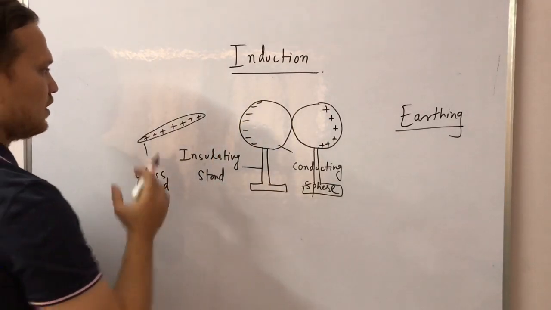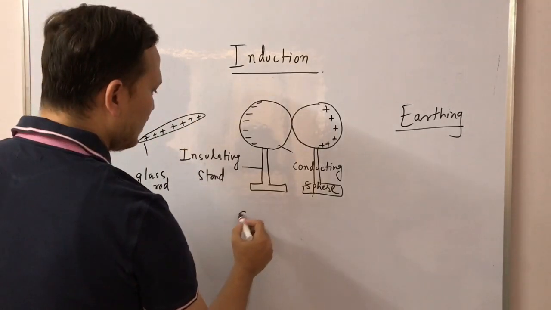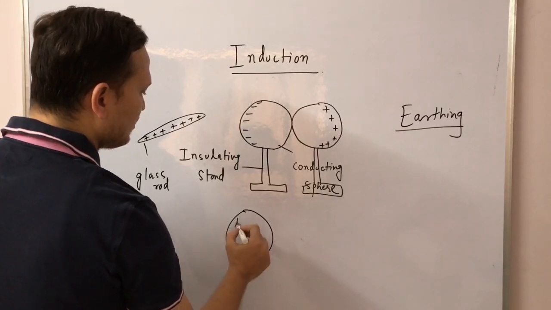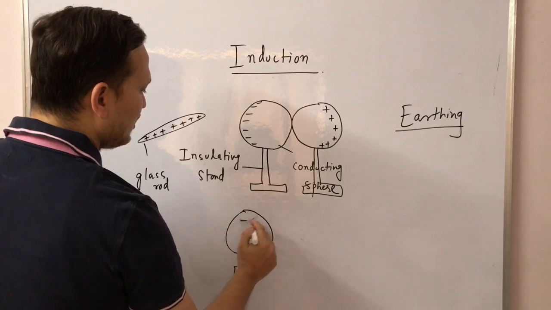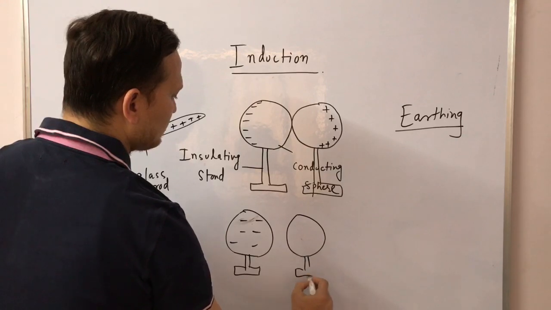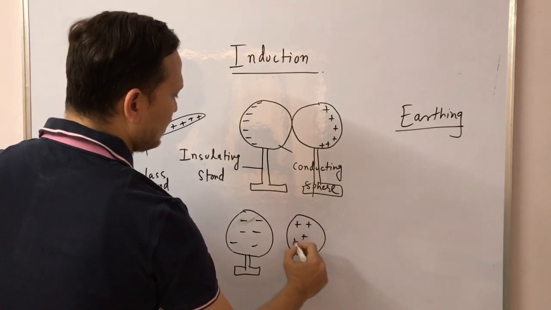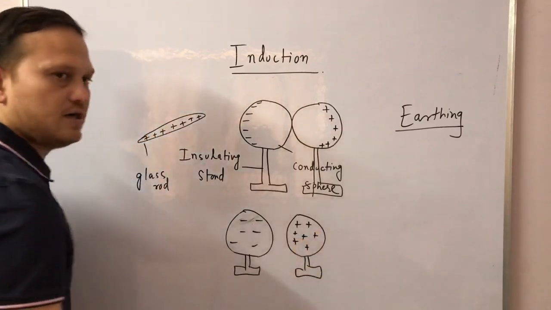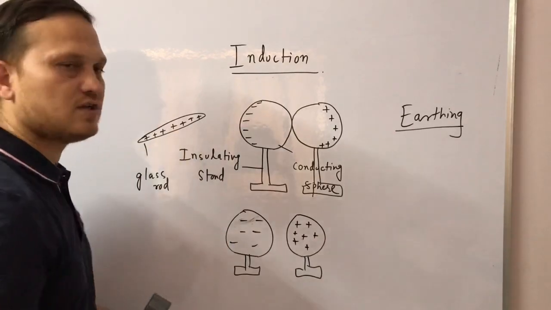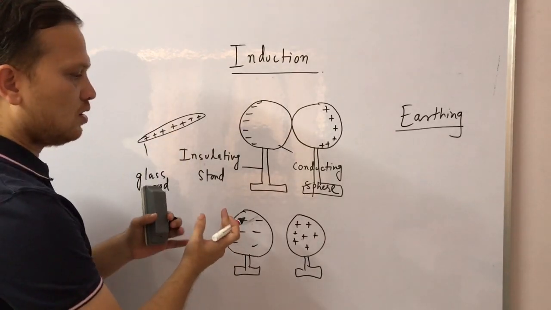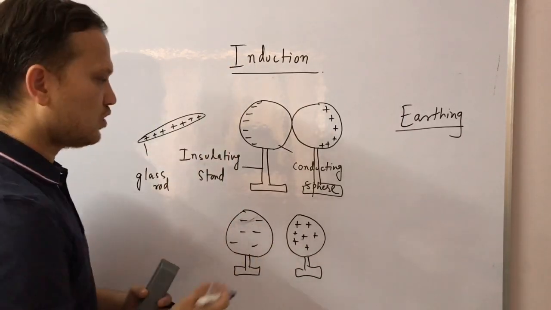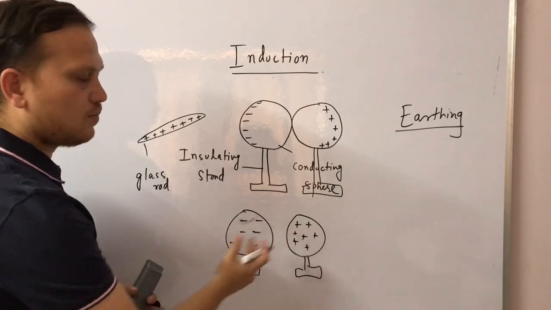Now what is the next step? The next step, I just remove this glass rod and I separate this conducting sphere. So by separating the conducting sphere, this part becomes negatively charged, and this part becomes positively charged. So this is how charges are separated, because I have separated the conducting spheres from each other and removed this glass rod from this side. So an uncharged conducting sphere can be charged by the method of induction. So here we have a negatively charged sphere and a positively charged sphere.